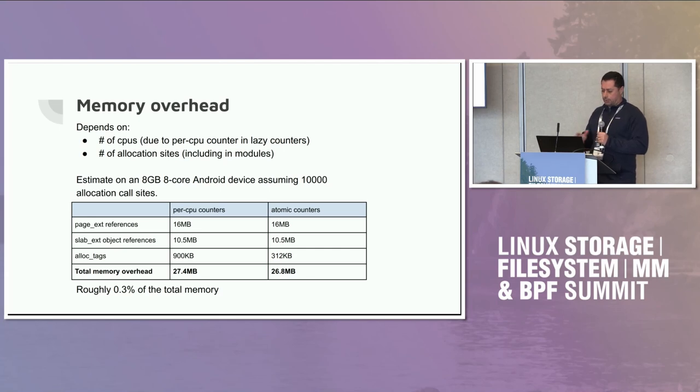And memory overhead, I just did a rough estimate. It will depend on the number of CPUs because we are using per-CPU counters for every code tag. And it also depends on the number of allocation sites, of course, because every allocation site is instrumented. So a rough estimate on an 8 gigabyte, 8-core Android device, assuming 10,000 allocation sites, which is an overestimation. On my Fedora machine, I saw 4,800-something allocation sites, so 10,000 is pretty high. We come up to around 27 megabytes of overhead, which is 0.3% of total memory. I'm sure we can improve this. We just didn't spend too much time optimizing the size of those things.